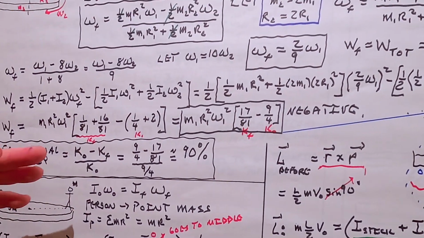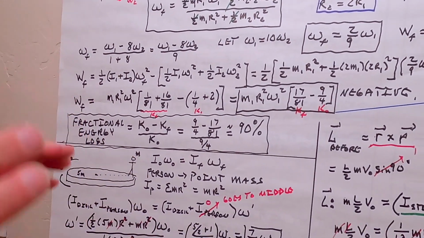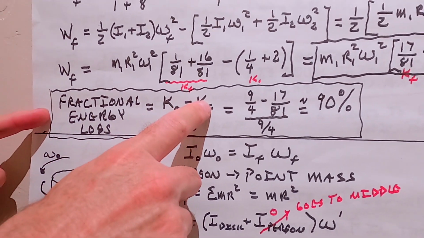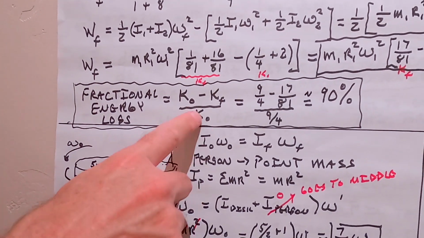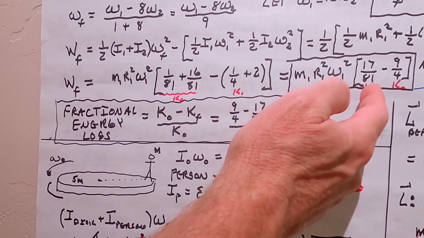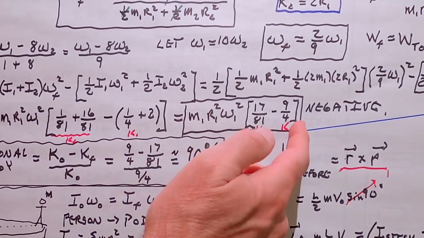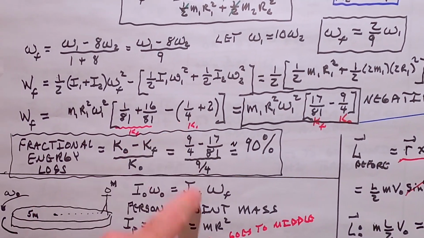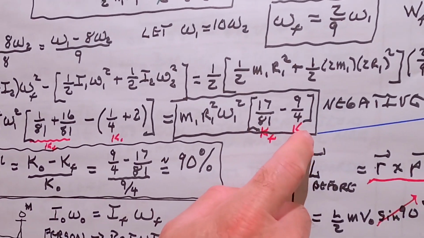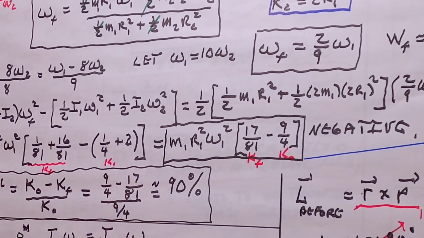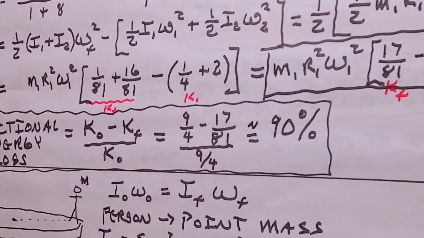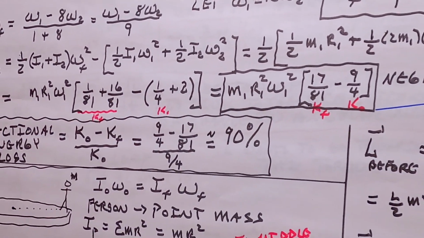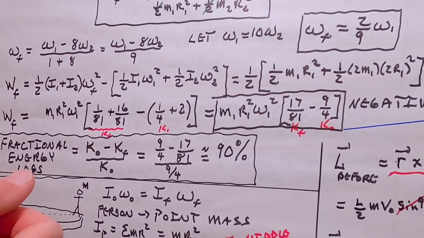If I ask for the fractional energy loss, how much you lost is the initial minus the final, and then you want a fractional, so you divide it by its initial. Well, I know that this is the final and this is the initial, and so I know these terms are going to cancel out of the numerator and denominator, so I really only have to take the initial, which is the 9/4 minus 17/81 over 9/4. And I just plugged it in. It's about 90% of the energy I'm going to lose right there. Okay, so there's that one.